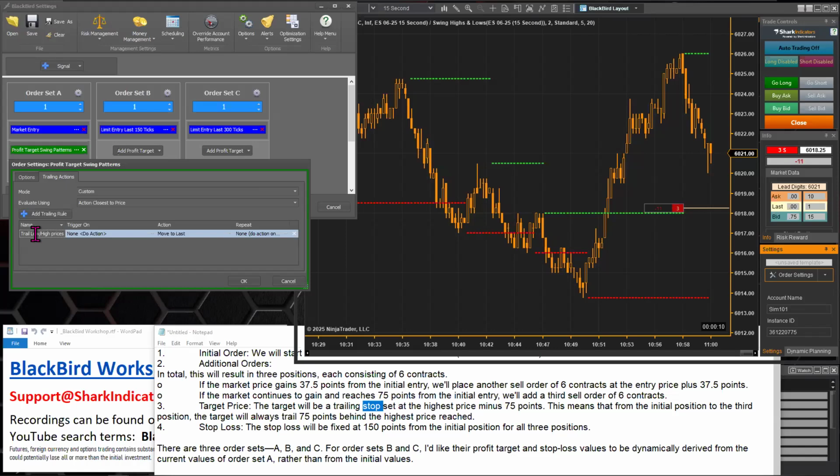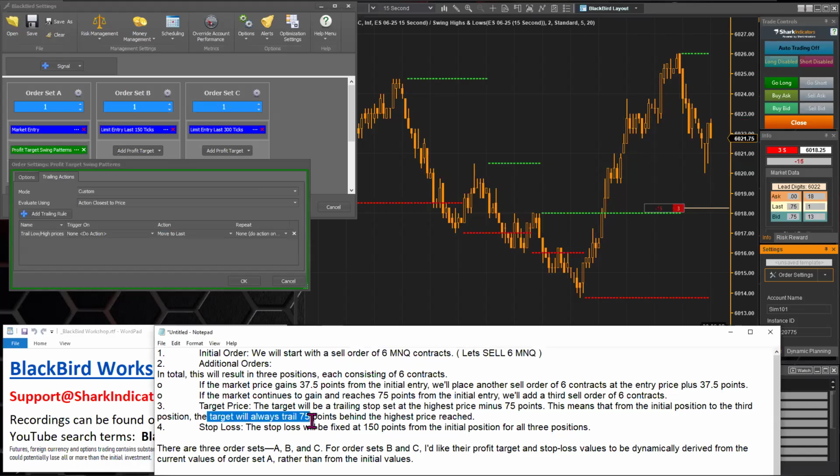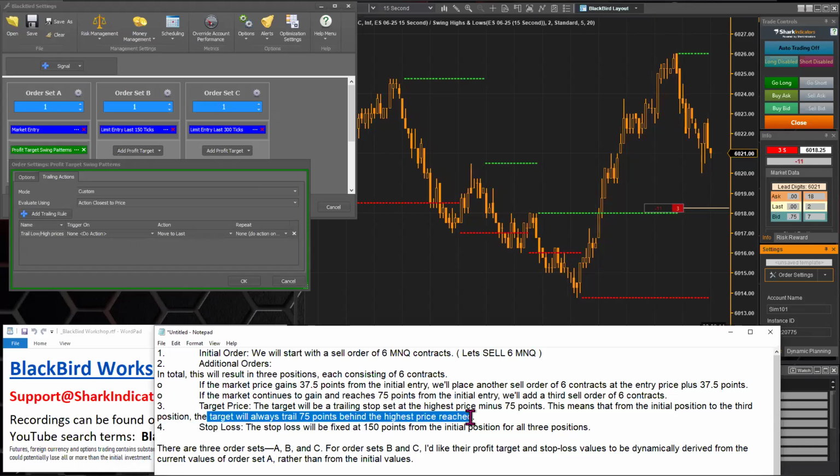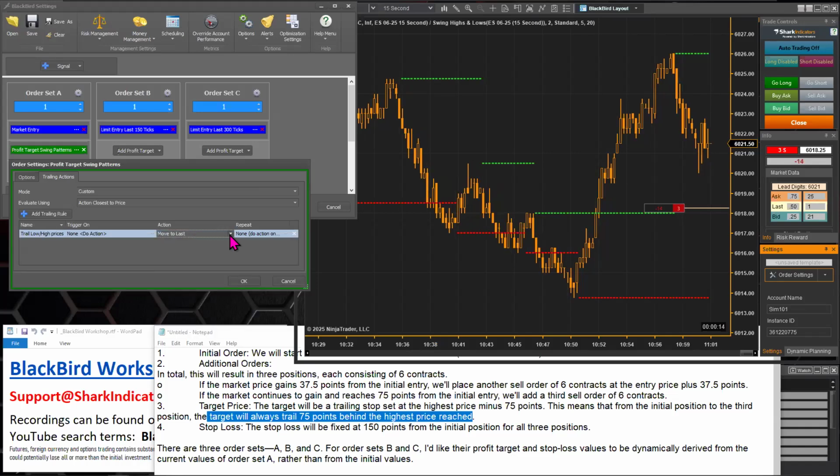Okay, so give it some kind of a name there if you want. You don't have to. Yeah, so the target's always going to be pulling in tighter and tighter based on price movement here. All right, so let's go into the actions.